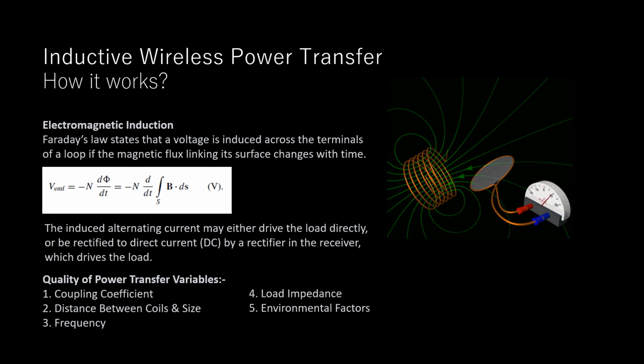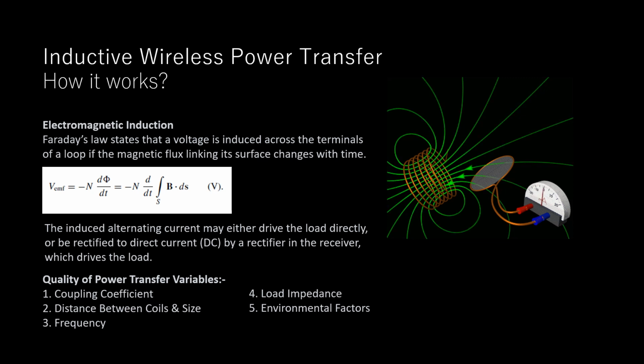The power transfer in an inductive wireless power system depends on several variables, including the coupling coefficient between the transmitter and receiver coil. A higher coupling coefficient leads to a higher efficiency of power transfer. The distance between the coils also affects the strength of the magnetic field and the amount of power that can be transferred. As the distance increases, the power transfer efficiency decreases.